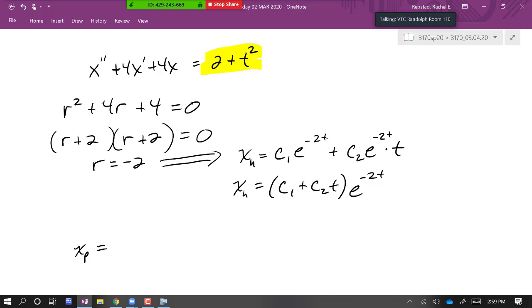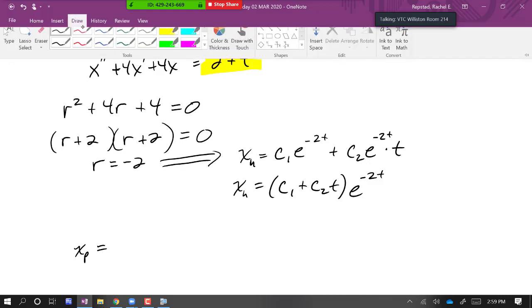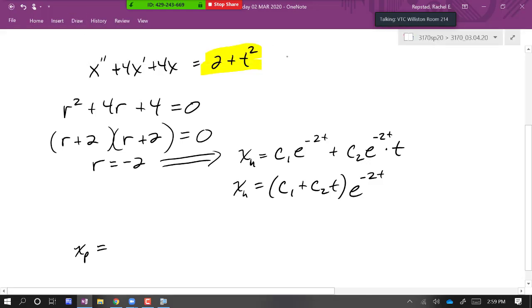Isn't the forcing function just -2, so that'd be a polynomial degree? The forcing function isn't -2. The forcing function is the function that's on the other side. It's what I've highlighted here, right? There's the function on the other side of the equation. If it's equal to 0, the forcing function is 0, it's homogeneous. Otherwise, when we have a non-zero forcing function, then we have to find out what our particular is.